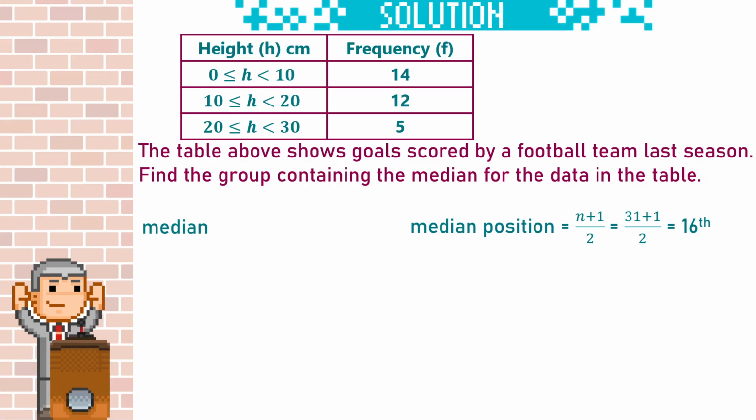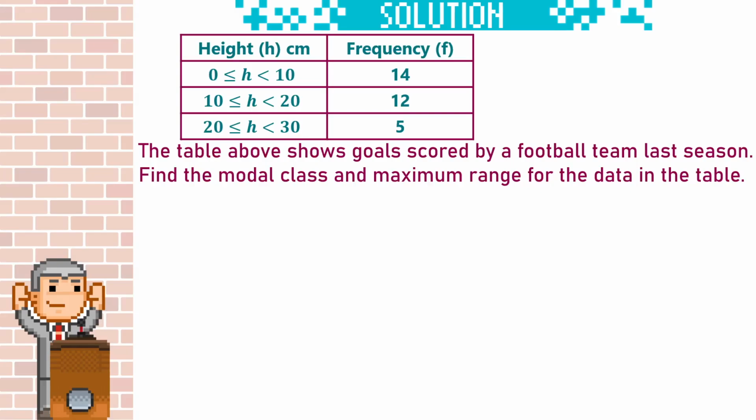Looking at our table, the first 14 values were in the first group, so the 16th one will be in the second group, so 10 to 20 group. The modal class is the mode, but when we're using groups. Class just means group, and it's the class that came up the most, the group that came up the most.